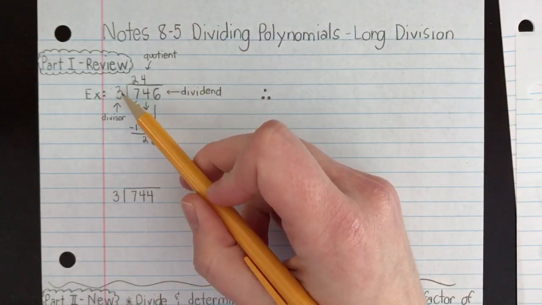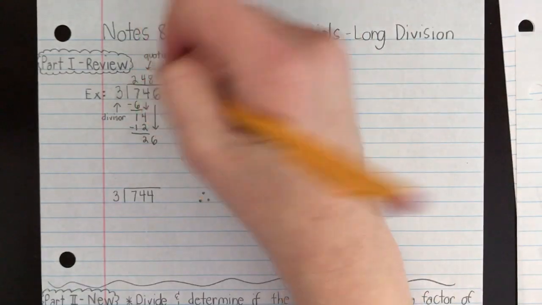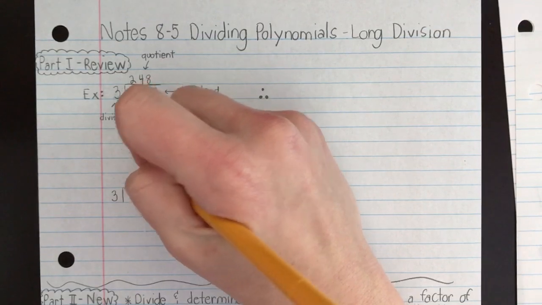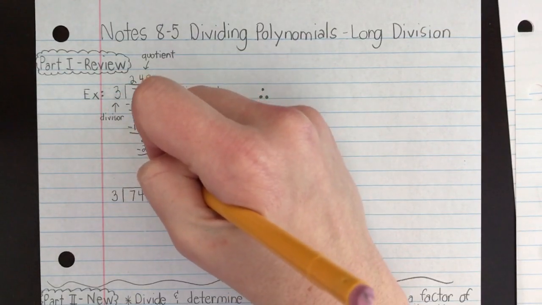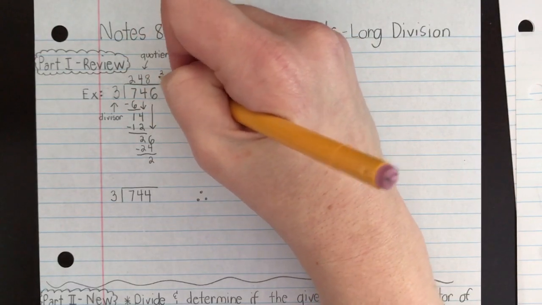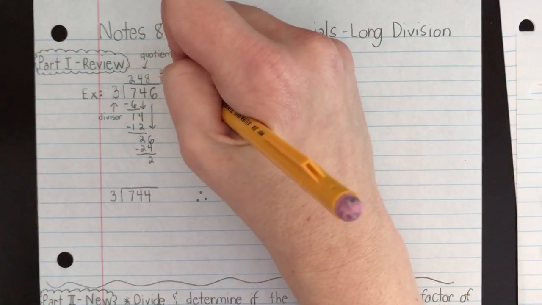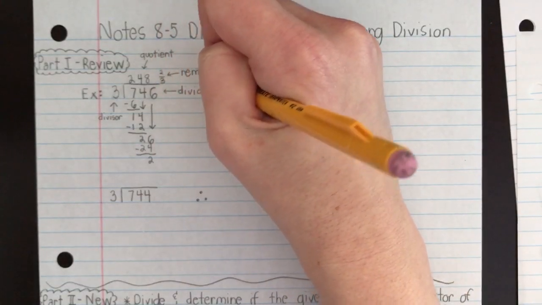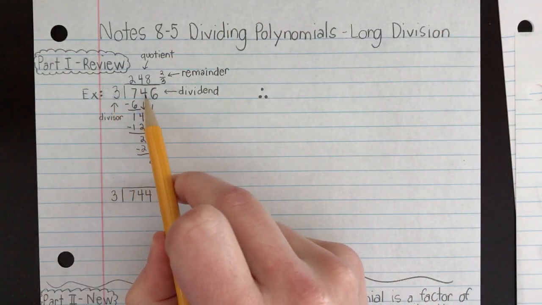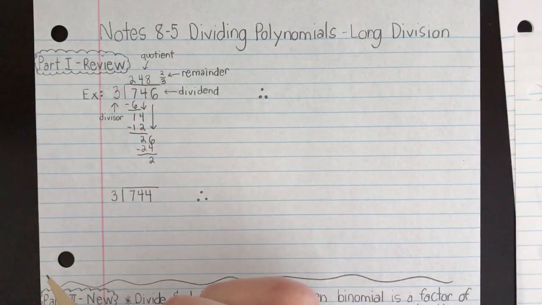So then you ask yourself, same question, how many times does 3 go into 26? 3 goes into 26 8 times. 8 times 3 is 24, and 26 minus 24 is 2. So we bring that up here, and we put it over the divisor, and we call that our remainder. This is how you would say it: 3 goes into 746, 248 times with 2/3 remaining.